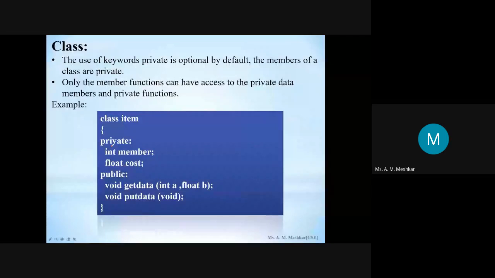Now see, the use of the word private is optional. Even if I don't write this word here and directly write int member and float cost, they are going to be treated as private members and will provide access only to the public data. While the public functions here, get data and put data, can be accessed from the main function also.